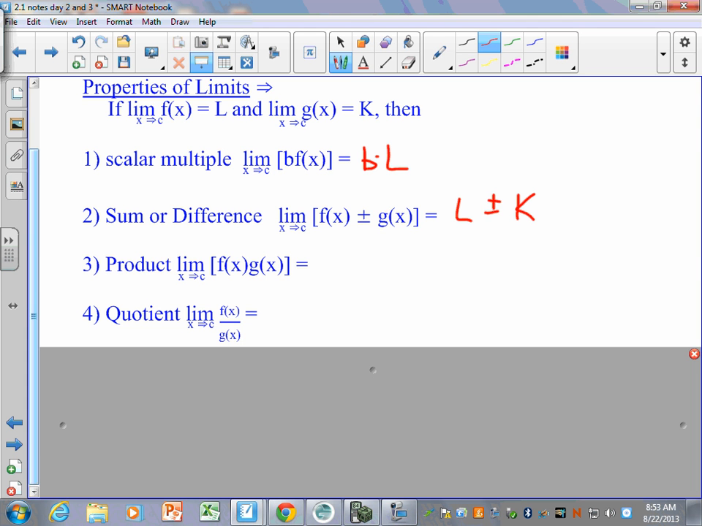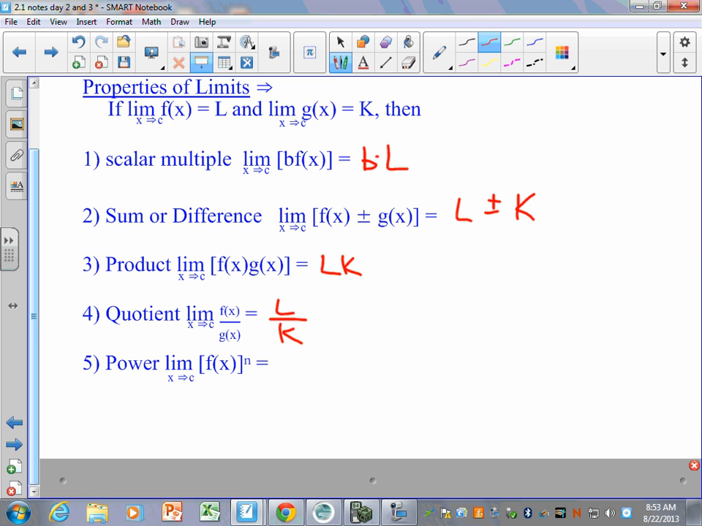So the limit as x approaches c of f of x times g of x is the same as taking the limits times each other. So that's just the same as taking L times K. You can probably guess that the division one is just going to be dividing those two limits, and it would just be L divided by K. That's my last one of these.